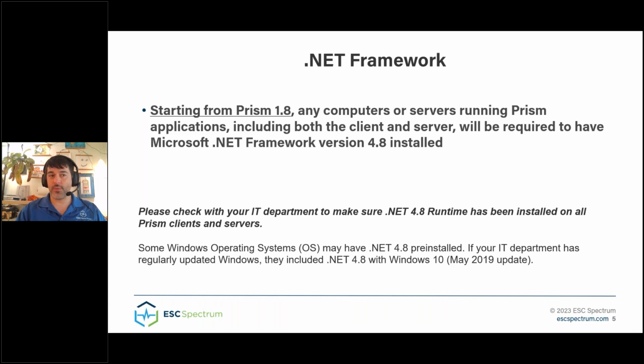With the .NET framework, starting 1.8, the release we're talking about today, any computers or servers, so the client or the server, that's going to be running the Prism application needs to be at the .NET Framework 4.8. Now, if you've been doing your regular Windows updates, that shouldn't be a problem. The Windows 10 update in May 2019 included this, but if you're not sure, you can reach out to your IT department and they'll tell you what you're up to.